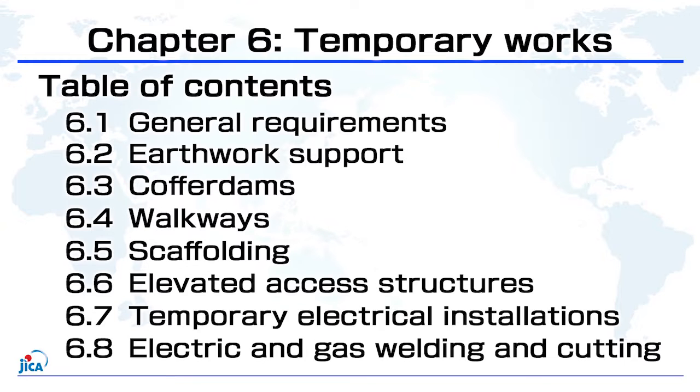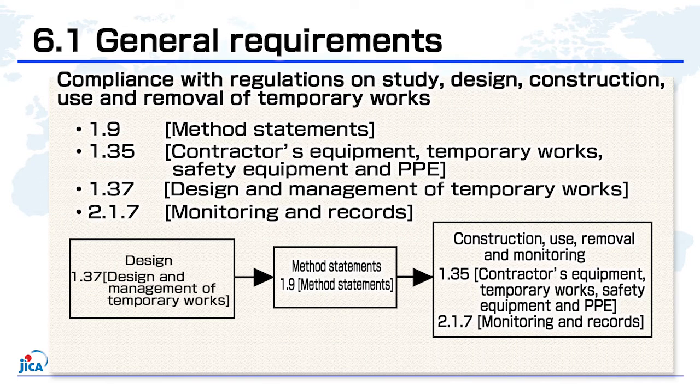Chapter 6 covers safety measures for temporary works to ensure that main construction is carried out safely and systematically. This chapter specifies requirements for planning, designing, construction, use, and removal of temporary works such as earthwork support, cofferdams, and walkways. We would now like to review the contents of Chapter 6. Section 6.1 covers JSSS clauses to be complied with regarding the design and provision, method statements, construction, use, removal, and monitoring of temporary works.